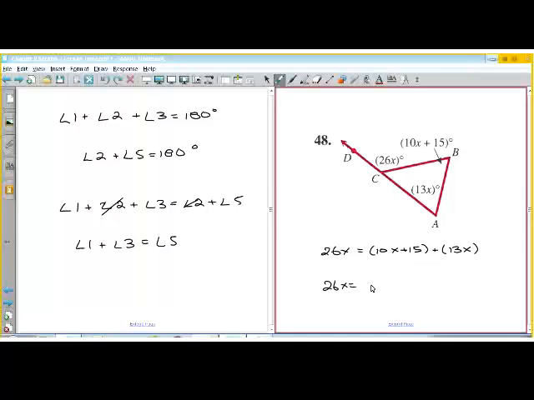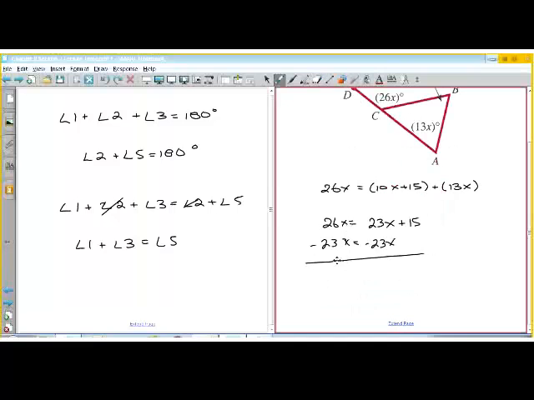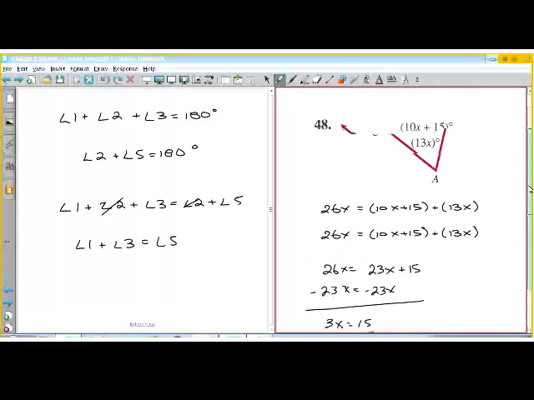There's a lot of x stuff here, so we'll have 10x plus 13x is 23x. And then we subtract 23x from both sides to solve for the x term. Divide both sides by 3. We get x equals 5.